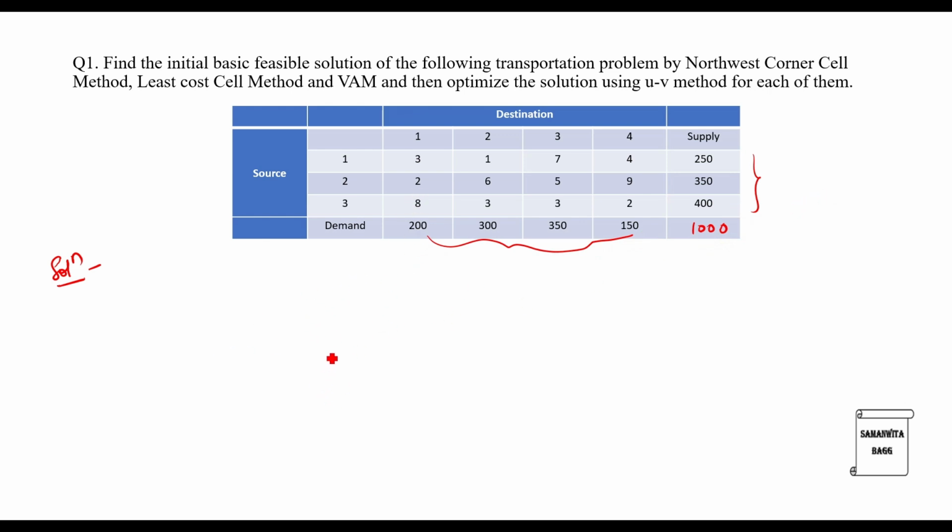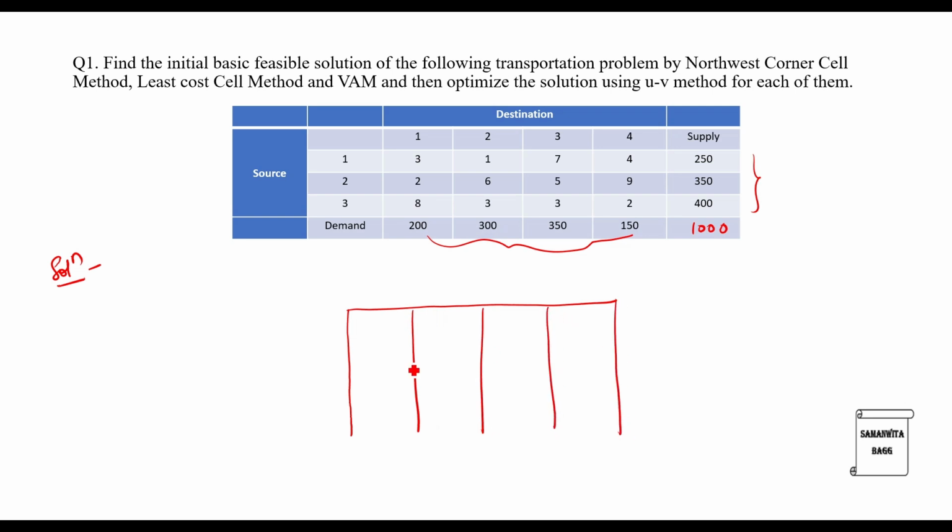First I will copy this table. Just see to it that these cells which are present, when you copy them, you should leave little space. Here there are 3 sources and there are 4 destinations. So you can see I have drawn little bigger cells and I will be writing the value of these cells at the corner.